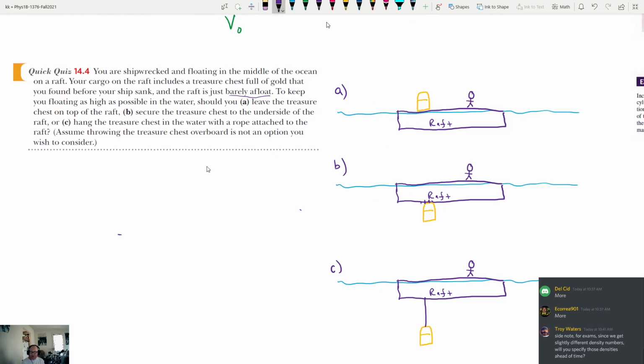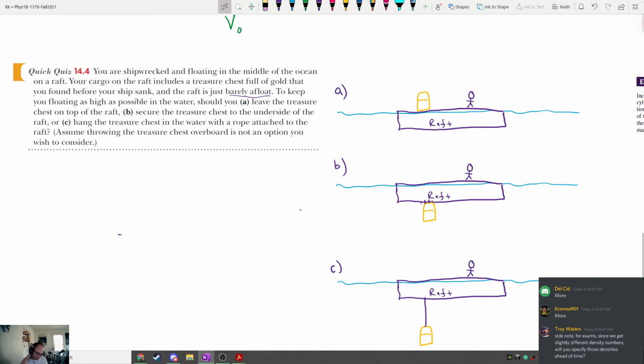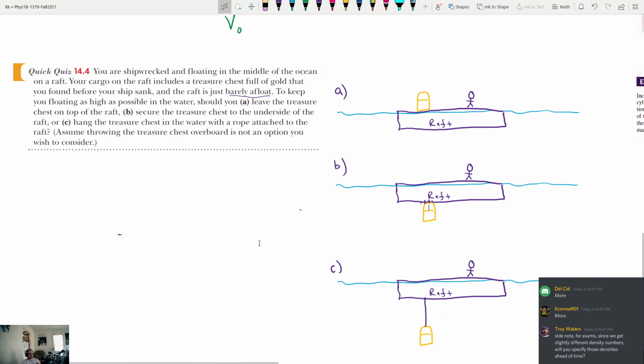So which of these 3 options, how does it ask it? You're shipwrecked, your cargo in the raft includes a treasure chest, the raft is just barely afloat. The question is, to keep you floating as high as possible in the water, which of these should you do? Which of these 3 options will have you floating the highest in the water? Okay, so don't answer immediately. I want you to take a minute or 2, think about it, and then I'll ask for your answers. You can ask any question you want in the chat. You can also open your mic and ask a question if you want to as well.